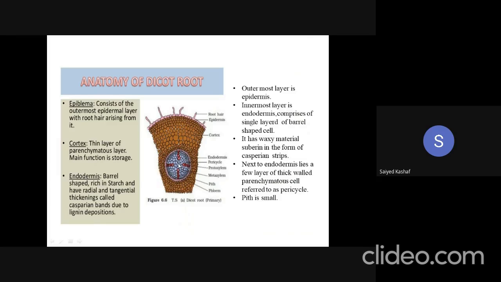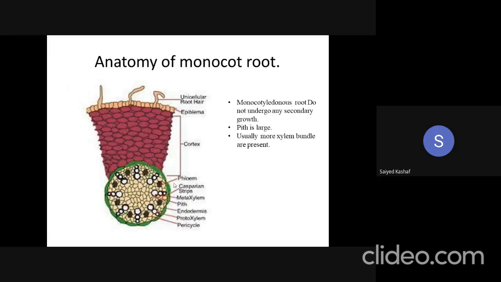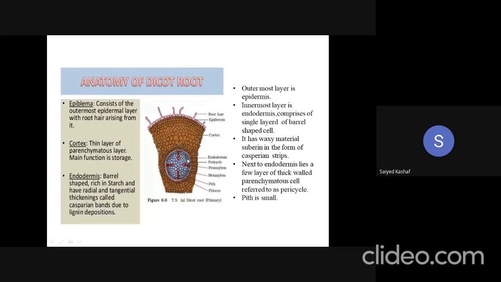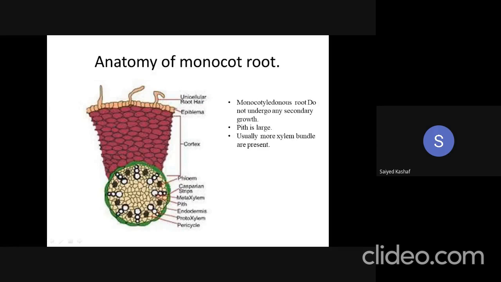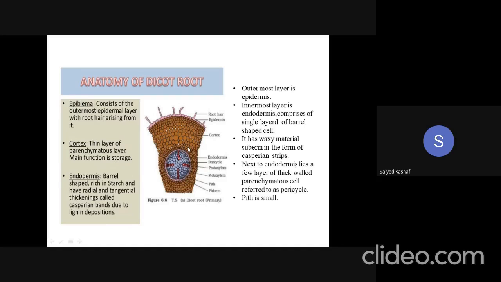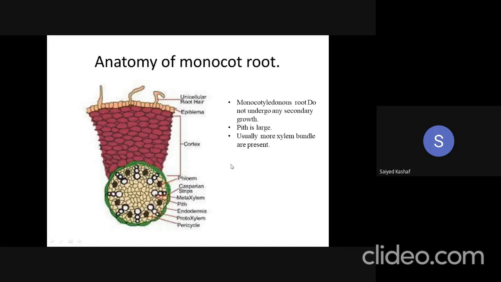These are known as pericycle, and here the pith is small in the case of dicots, whereas in the case of monocots you can see the pith is large and they usually have more xylem bundles as compared to dicots. We can see dicots have a lower number of xylem bundles, whereas monocots have more. The monocotyledonous root does not undergo any secondary growth, whereas here they undergo secondary growth. This is the general difference between the dicot root and the monocot root.